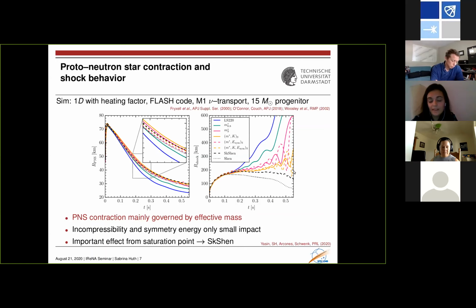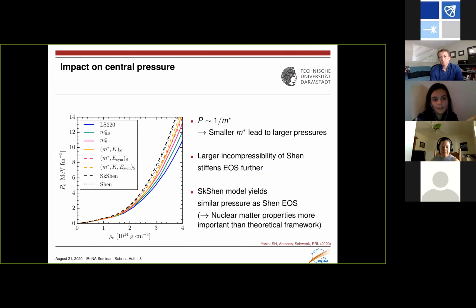And here it's especially important to note that if we further vary the saturation point, so if we use the model SK Shen, then we also have no explosion in the simulation, which is similar to the original Shen EOS. In order to understand this behavior, we have a look at the central pressure. So here you see central pressure as a function of central density.